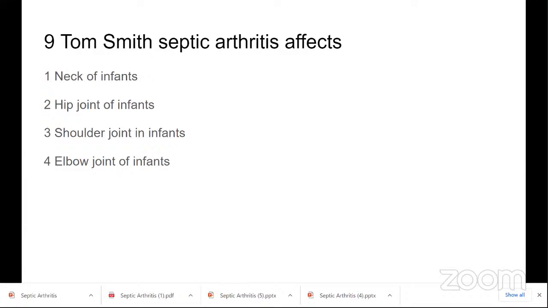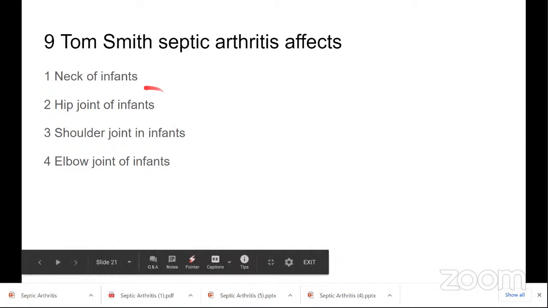Tom Smith septic arthritis affects... I have a few photographs and radiographs of Tom Smith arthritis, wherein you will never forget what Tom Smith septic arthritis is. Which part of the body, which joint, is affected in Tom Smith arthritis? Can anybody answer this? Sir, hip. Yes, it is the hip joint of infants.